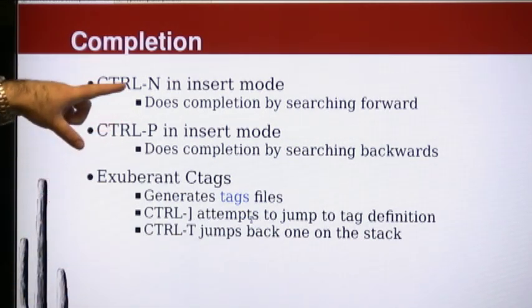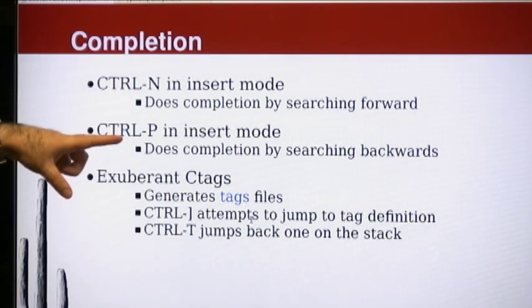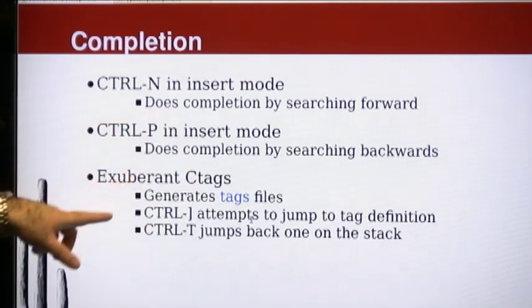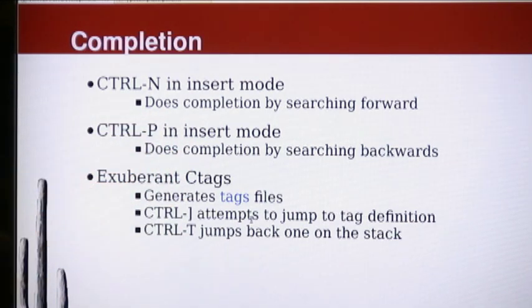Control P. So N is next, P is previous. That's how you remember it. Does the same thing. It just searches backwards through the file first, and it'll give you a little drop-down list. This I will show you in a second as soon as I explain the C tags.